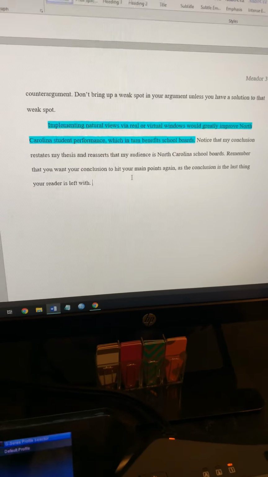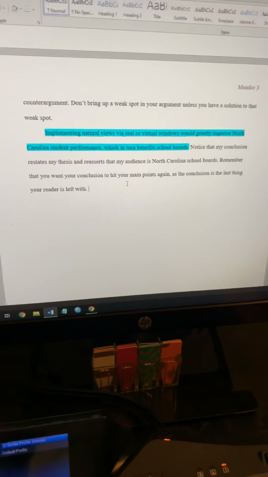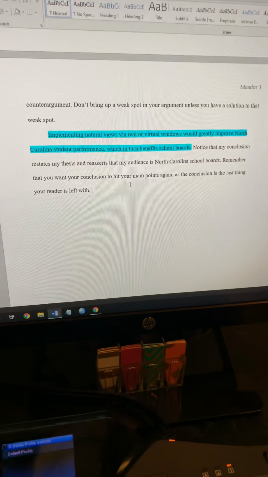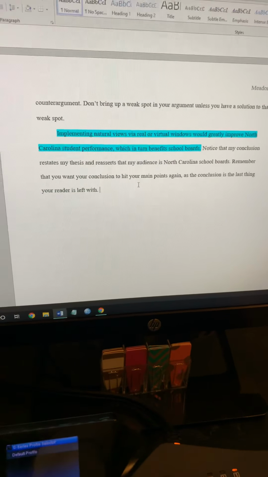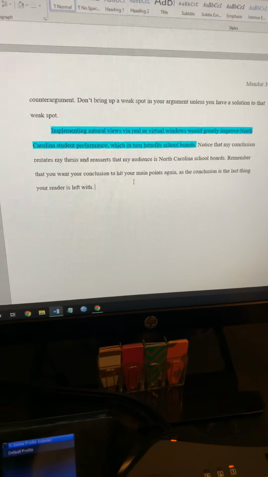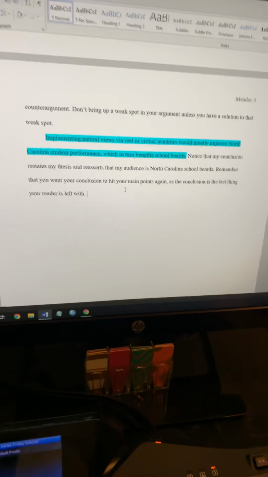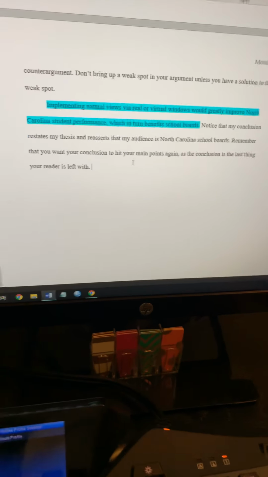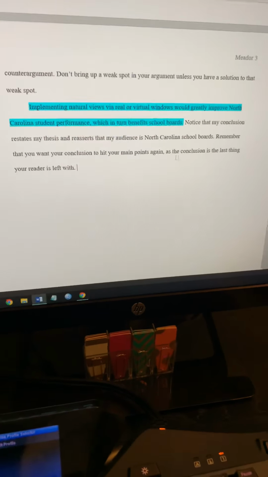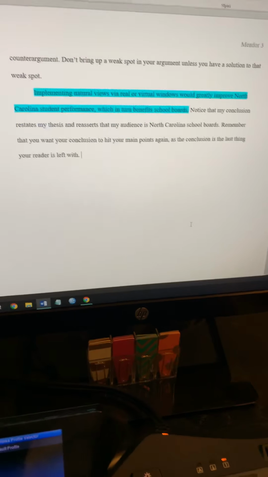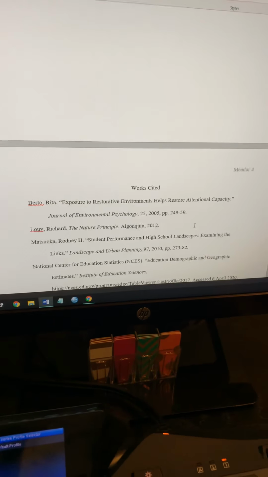So you want your conclusion to kind of go back through and say X, Y, and Z. Here's the things that I want you to remember. If I wrote this conclusion more fully, I would say, the windows benefit students, they improve test scores, they do this, whatever, and so that would be beneficial to school boards. And that's essentially it. So feel free to structure your paper this way.